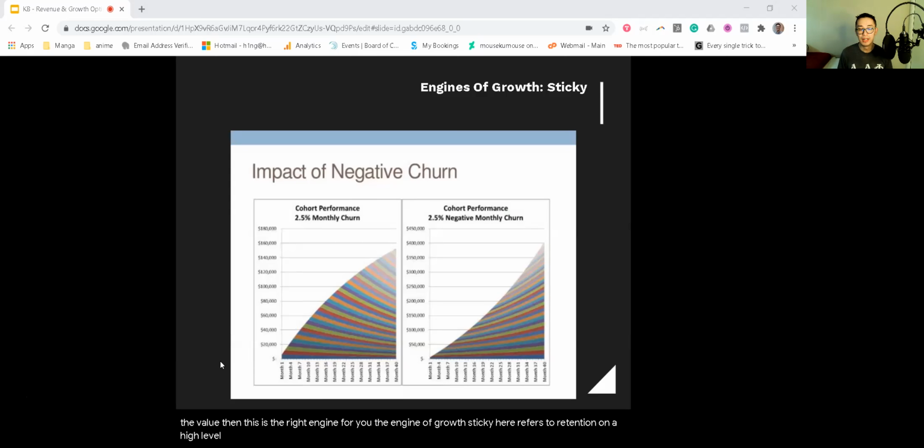On a high level, the concept of sticky engine of growth is assuming you have a fixed rate of acquisition. If you improve retention, growth will still happen for your business. But what you'll notice here is on the left, you have positive churn. So what happens here is if you have a fixed rate of retention and you have a fixed rate of acquisition, you still end up losing more revenue through cancellation and downgrades than you do from the revenue that you get from existing customers. So you actually want to aim for negative churn.